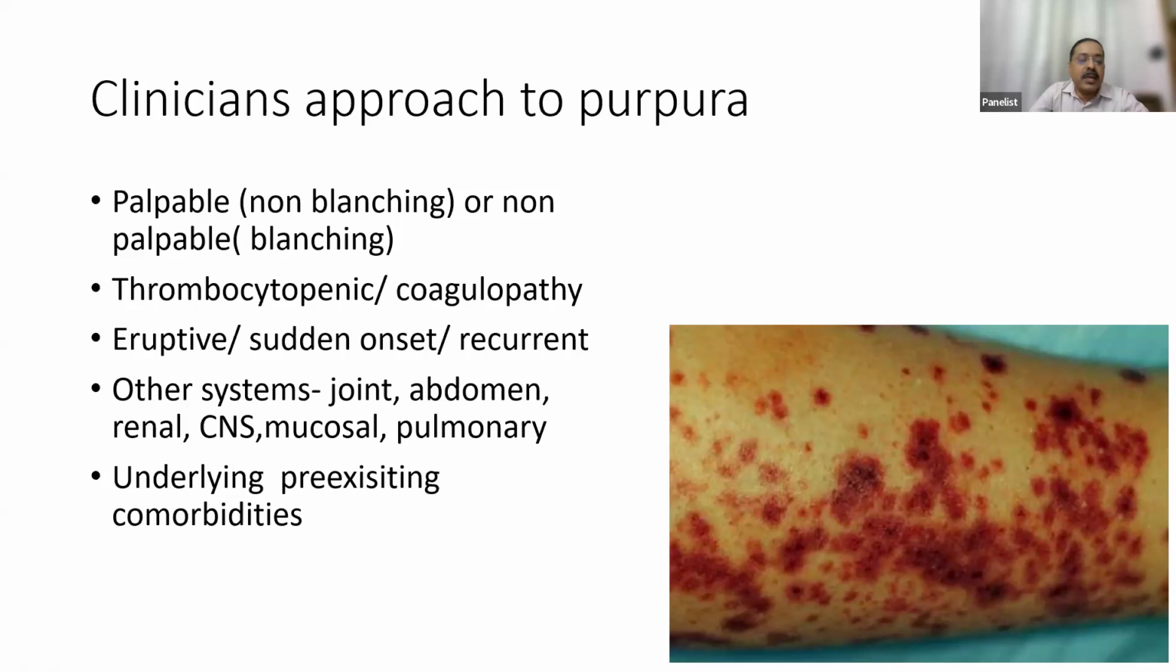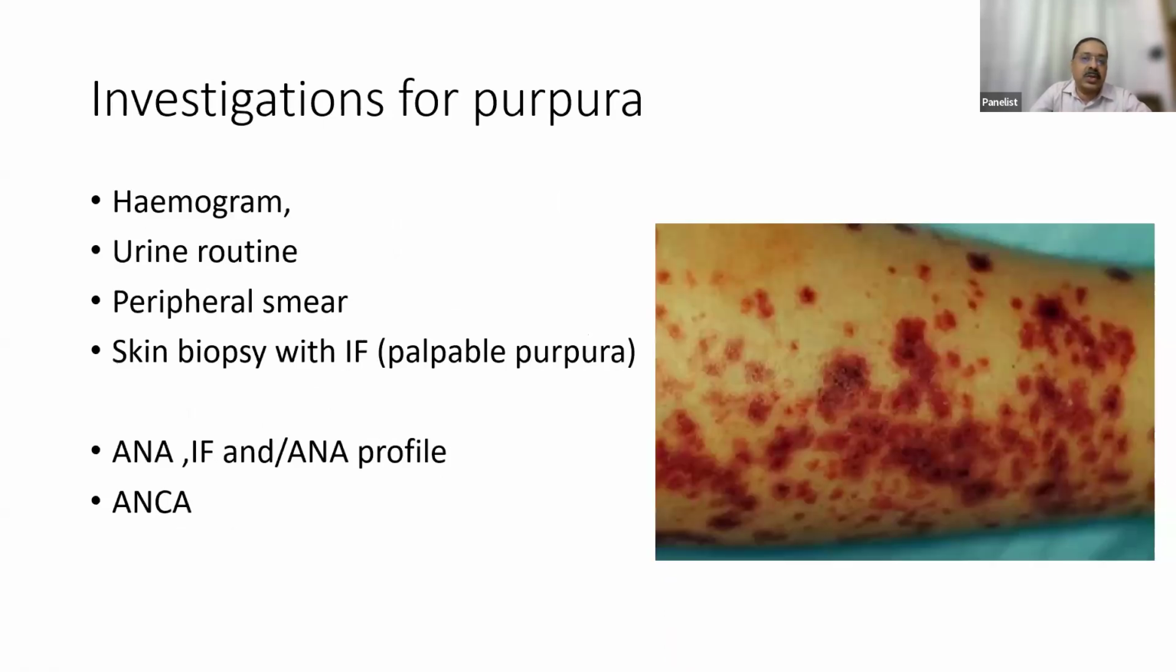For example, a person who's diabetic gets an infection, and suddenly HUS or HSP, or a DIC or a sepsis, can present with this sort of an acute presentation. So we usually ask for investigations: the hemogram, urine routine to identify if there is hematuria, even microscopic, and peripheral smear, because are we dealing with something ominous, even a hematologic malignancy? We ask for a skin biopsy with IF if it is a palpable purpura, because we may be dealing with a vasculitis.